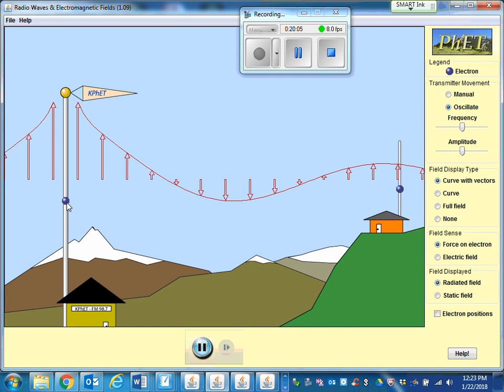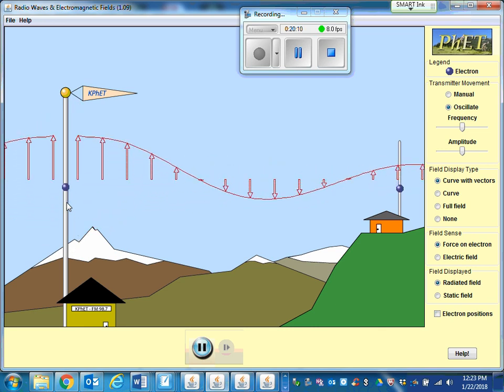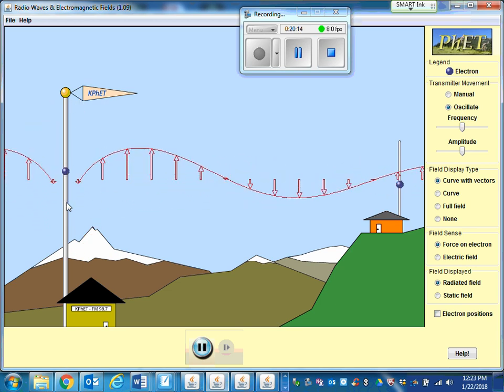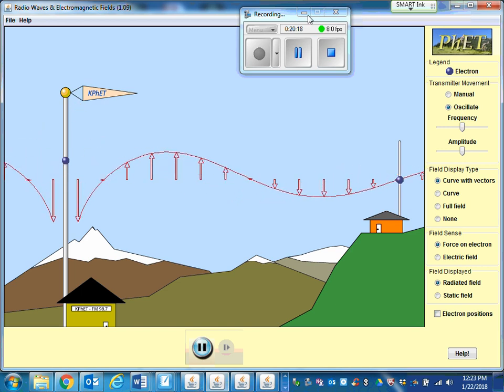Wait, so before any radios were created, were there radio waves? Yeah, the radio waves are already there. They exist. It's just that we have to be able to get them, right?